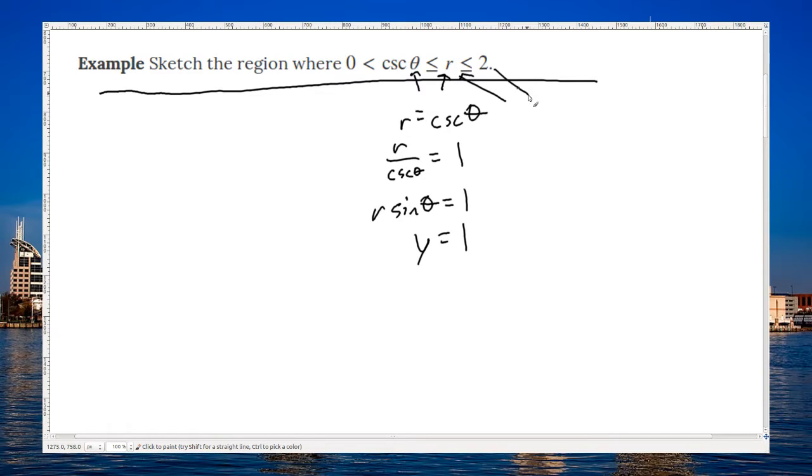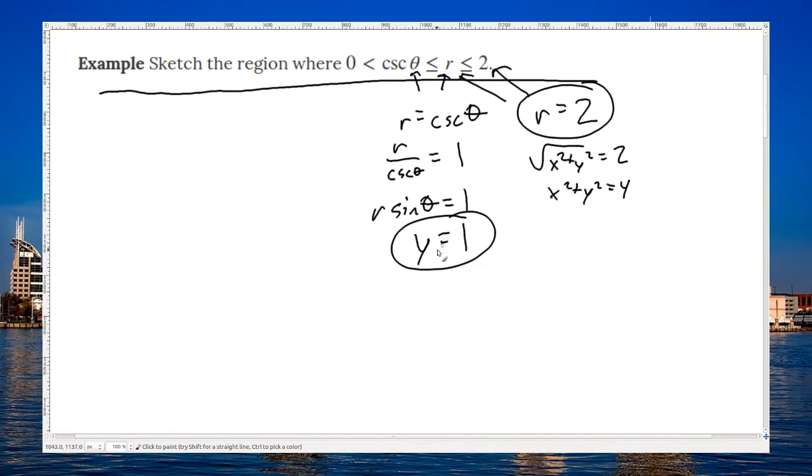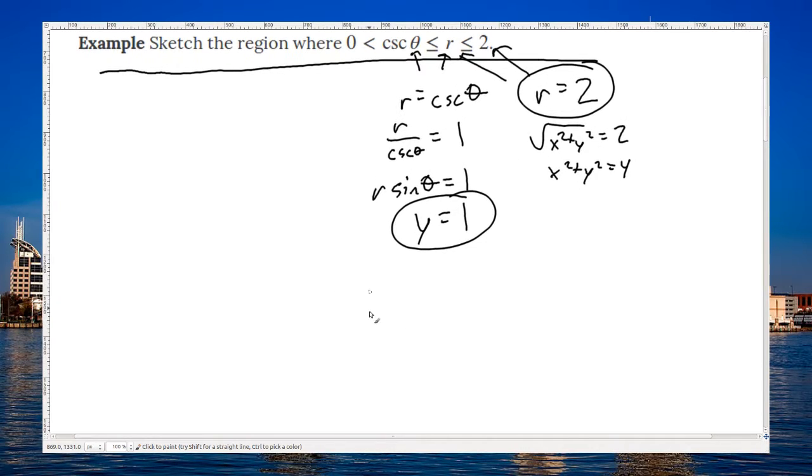I can also take this other boundary condition, r is equal to 2. I wouldn't rewrite this. So if you wanted to, you could rewrite this as square root of x squared plus y squared is 2. X squared plus y squared is equal to 4. But that's just a sillier way of saying it's a circle of radius 2. So I've got the circle of radius 2 and the line y is equal to 1. Let's put those together.